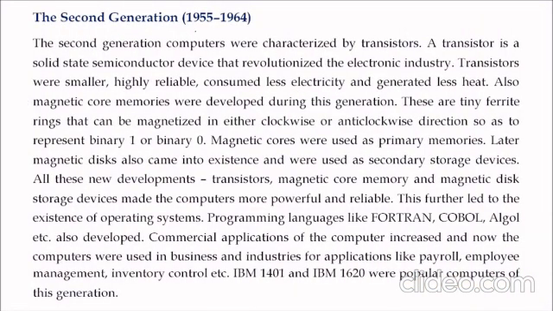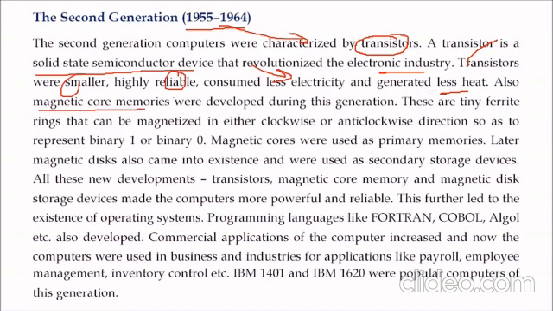Then came the second generation, 1955 to 1964. The second generation computers are characterized by the transistor. The transistor is a solid state semiconductor device in the electronic industry. These transistors were very small and quite reliable. They consumed less electricity and the heat generation was also less. Also, magnetic core memories were developed during this generation.